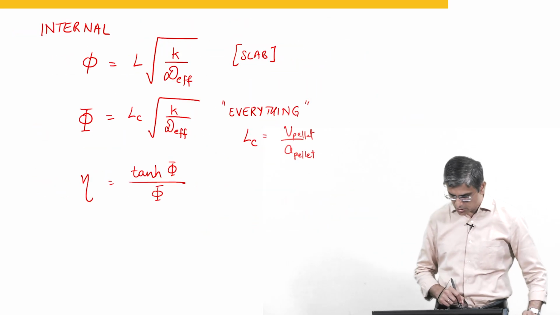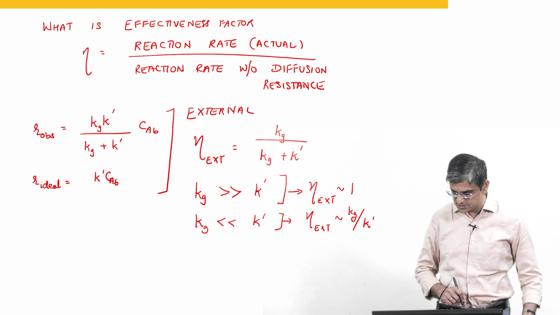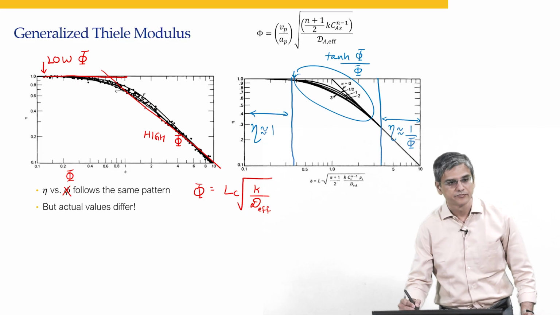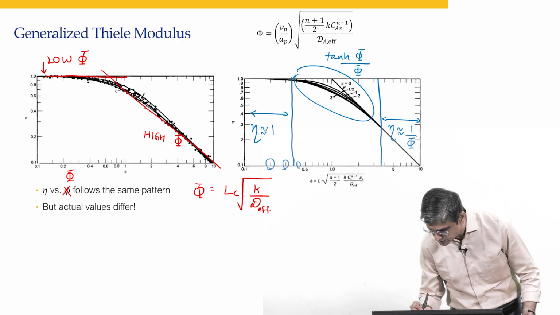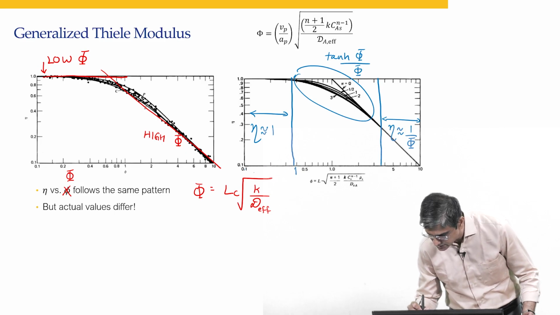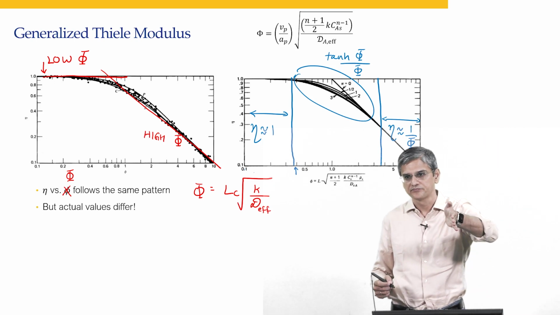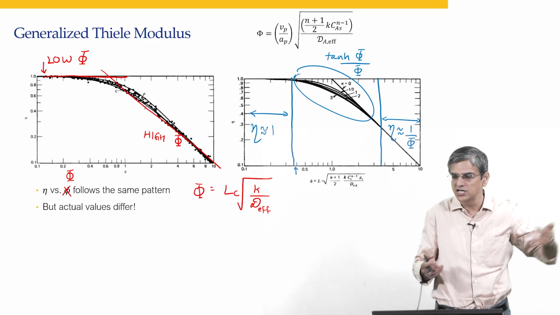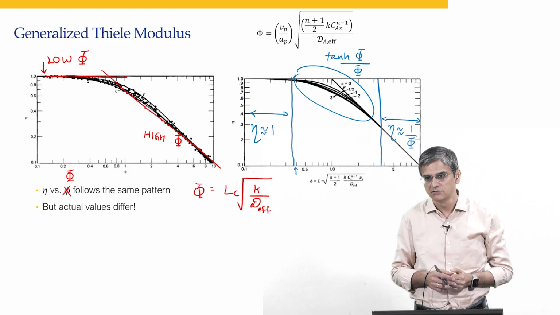Okay. And this is what you kind of got. tanh 0.387 divided by 0.387, where does it lie? It lies somewhere around here. 0.1, this is 0.2, 0.3, 0.4, right? Where will 0.387 lie? It will lie somewhere over here, just before that vertical line that I have drawn. So, your eta is 0.95. Is 0.95 approximately 1? Yes, as an engineer, 0.95 is approximately 1.